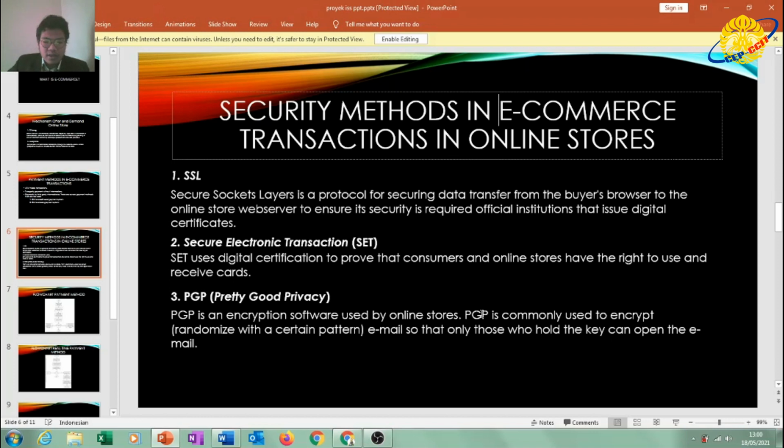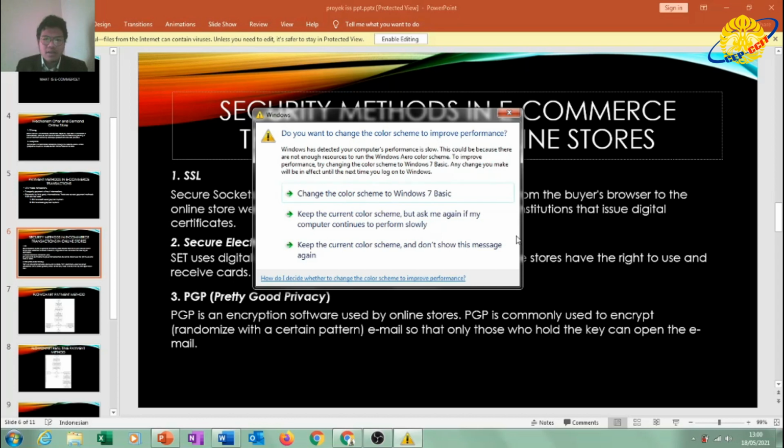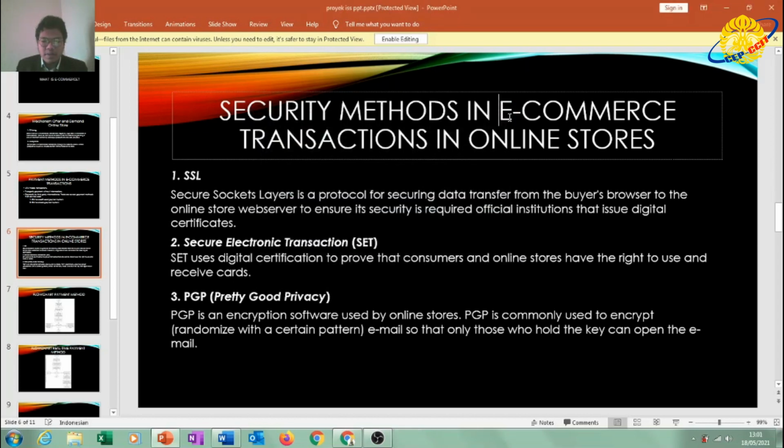SCT is an electronic machine that is used to verify the online store on screen and to check the consumer's autograph behind the Visa card. It is used to check that the online store and the consumer have the right to do payment with the card. And the third one is PGP, or Pretty Good Privacy.